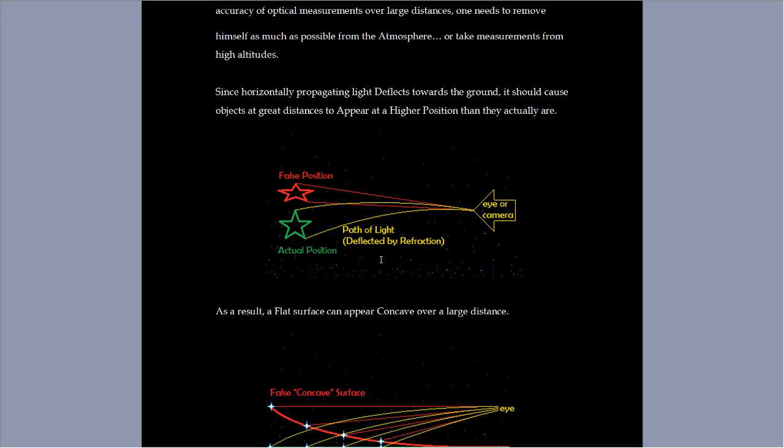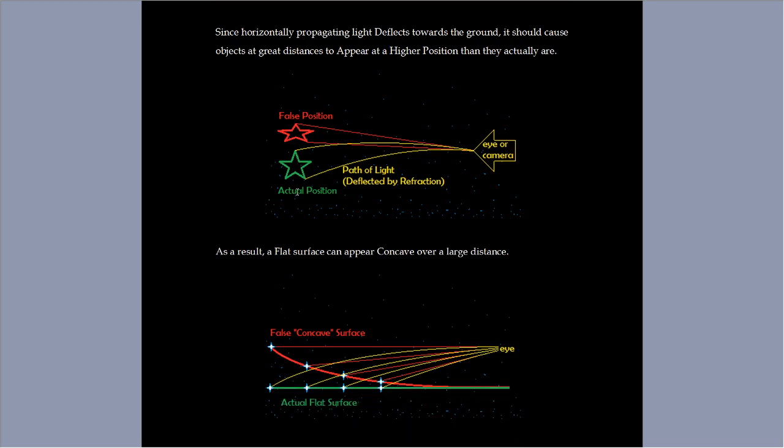This figure here illustrates that. Here we see a star figure. And because the path of light is deflected towards the ground, the position appears higher. In this case, even the shape, or rather the size, the dimensions of the shape appears to be distorted as well. And we'll see this a little bit later.